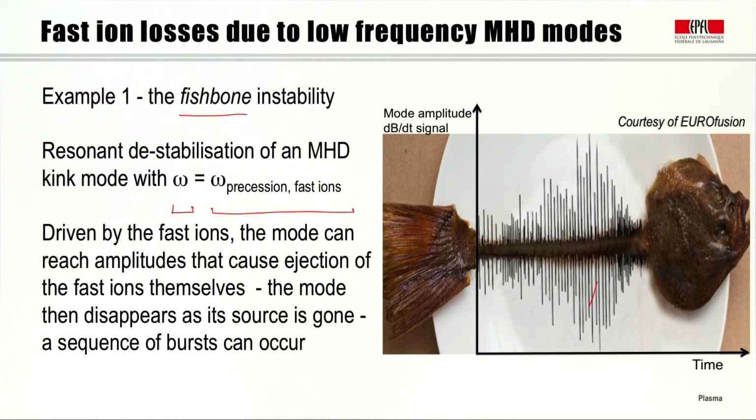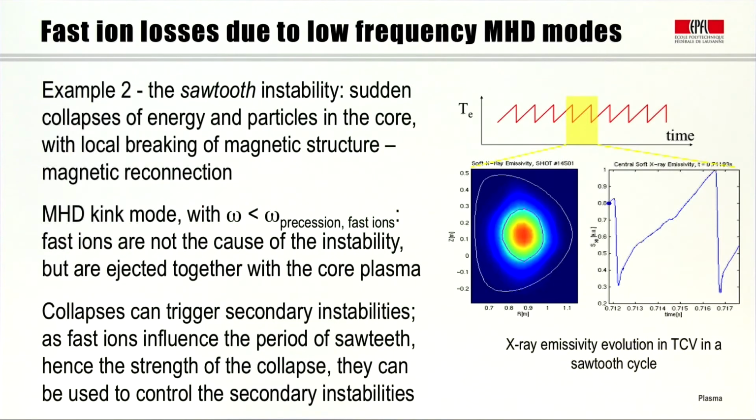Now once you eject the fast ions, this was the source of the instability itself. The mode will die again because the source is gone, and there will be a sequence of bursts that will occur. Each burst would lead to ejection of fast ions and therefore reduction in the core performance of my fusion reactor. Second example is even more ubiquitous.